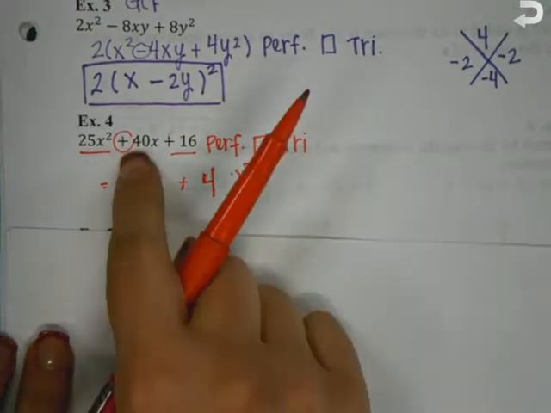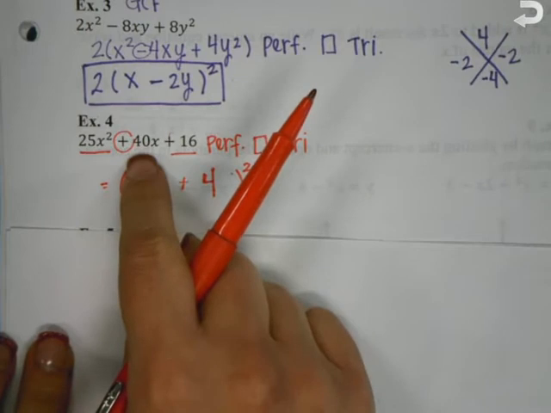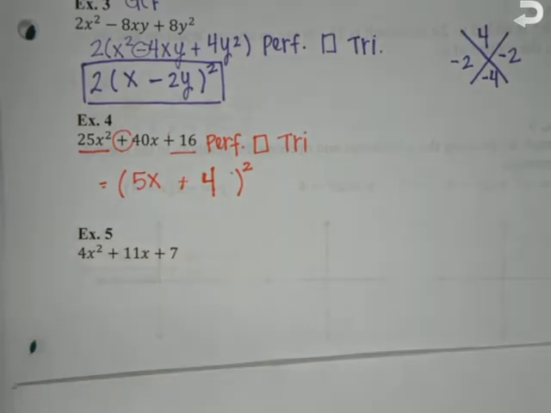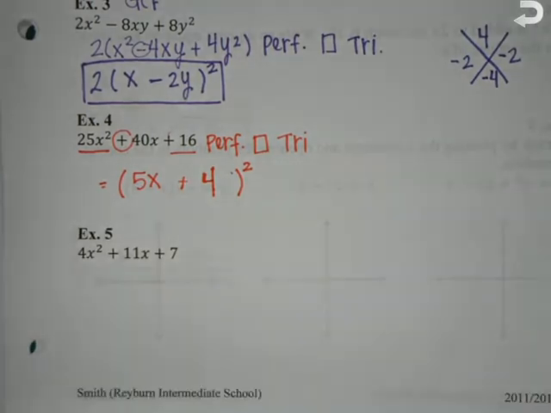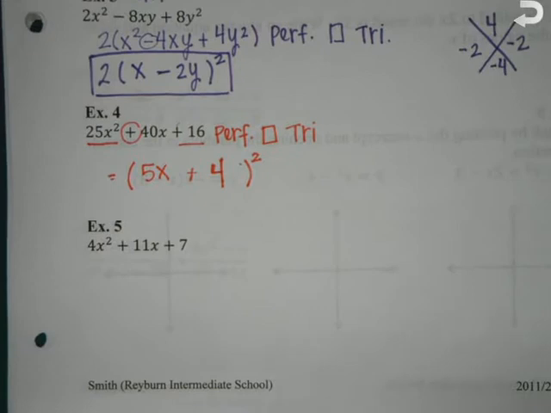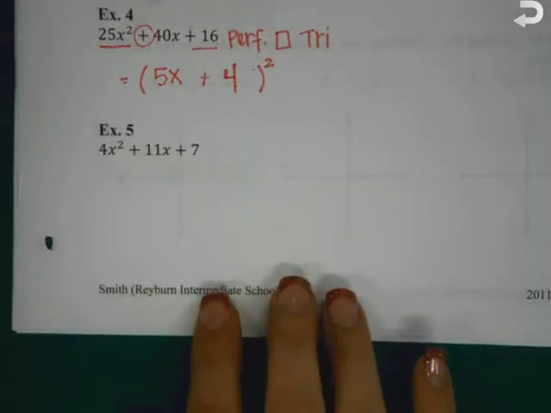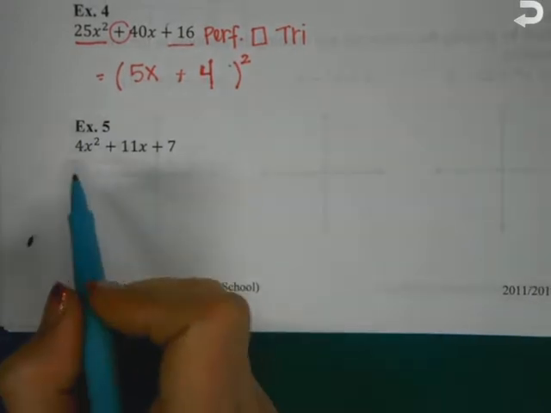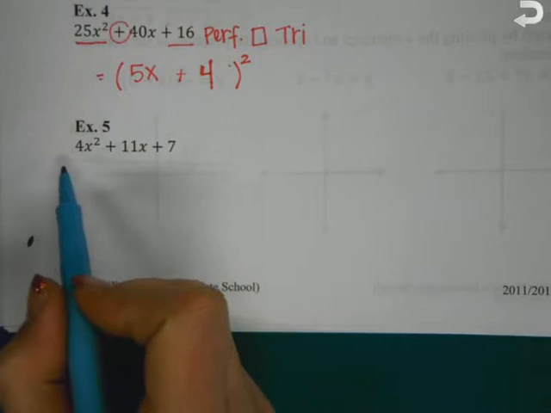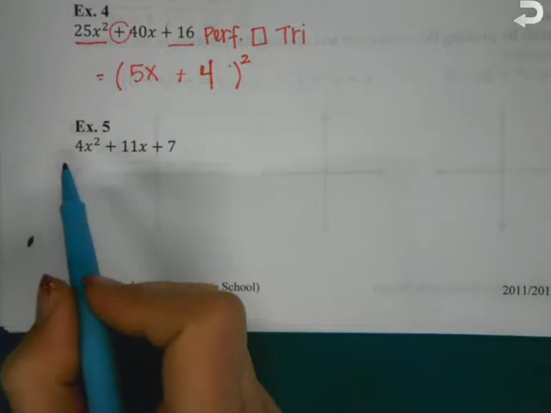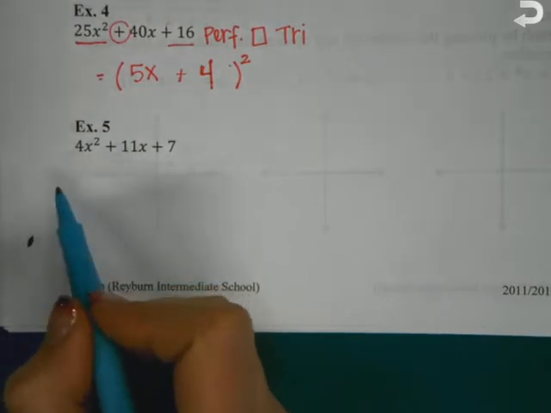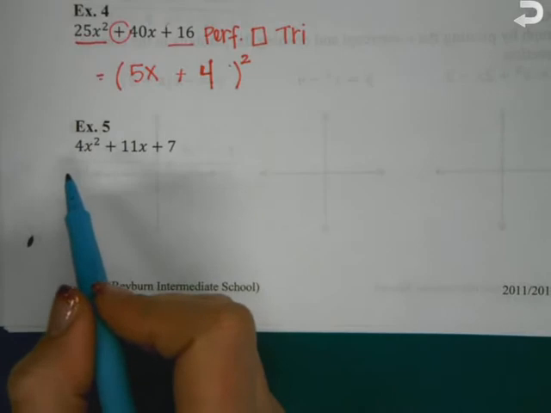All right, example 5: 4x squared plus 11x plus 7. What method will I use here? Okay, let's go through the list. Is there a GCF? No. Is it a difference of two squares? No. Is it a perfect square trinomial? No. Can I use diamond? Who says yes, raise your hand. Who says no, I cannot use diamond?